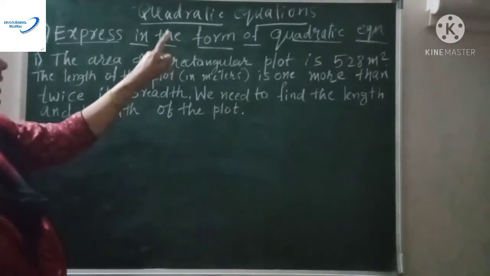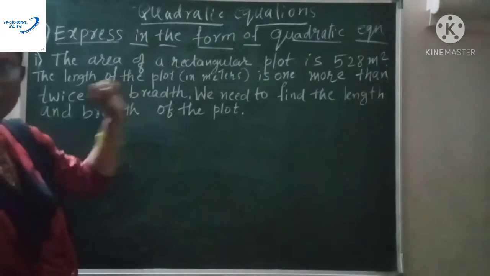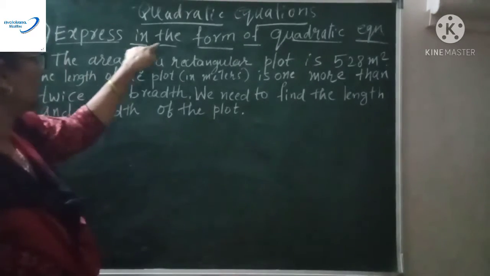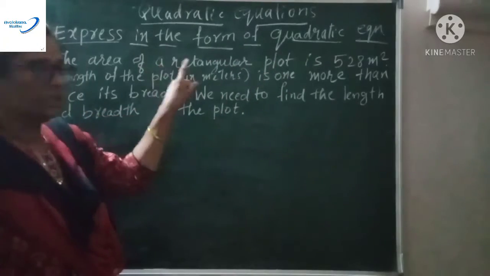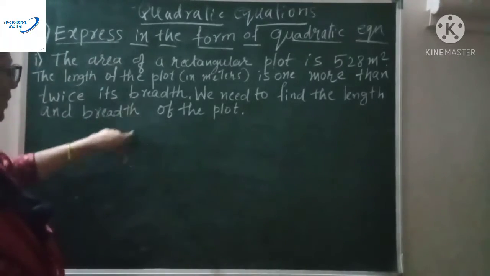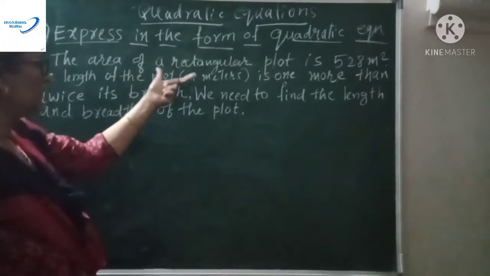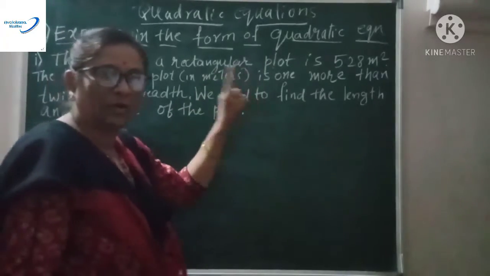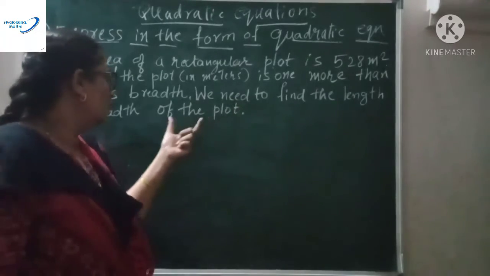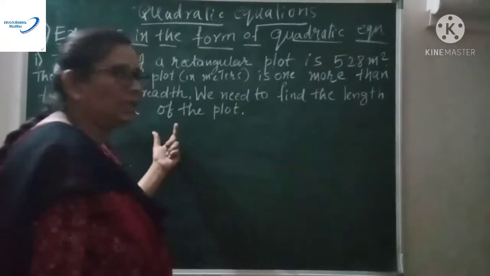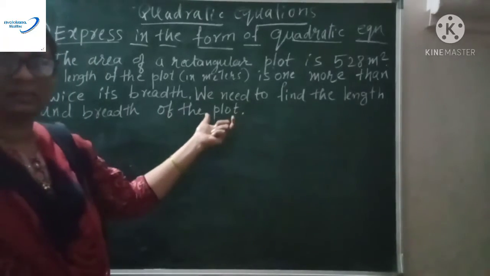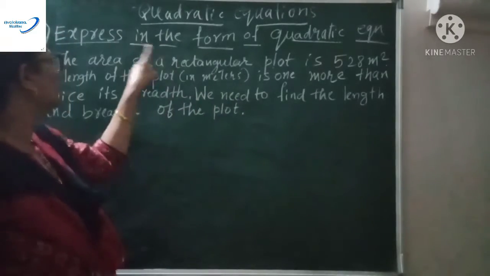Hello children, continuing with the quadratic equation exercise, first one. You have the second question, where you are asked to express in the form of a quadratic equation. What are you given? You are given a verbal problem statement, where you have to convert the statement into just the quadratic equation, not necessarily find the values. For example, here it is asked what is the length and breadth, but it is not necessary to find the length and the breadth. Whatever is asked, just form the quadratic equation.